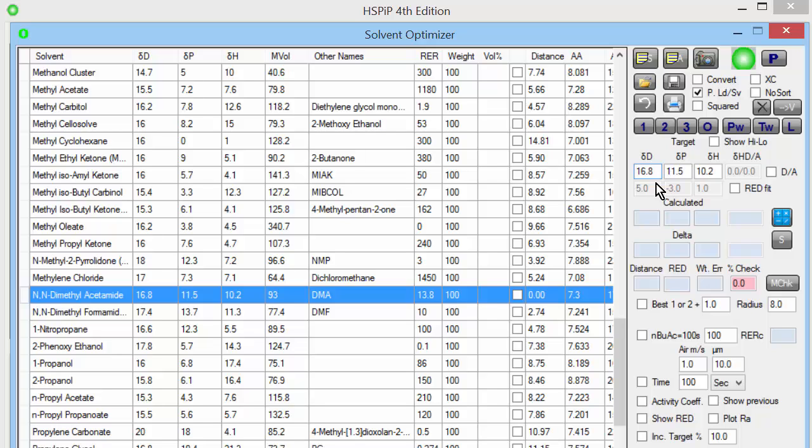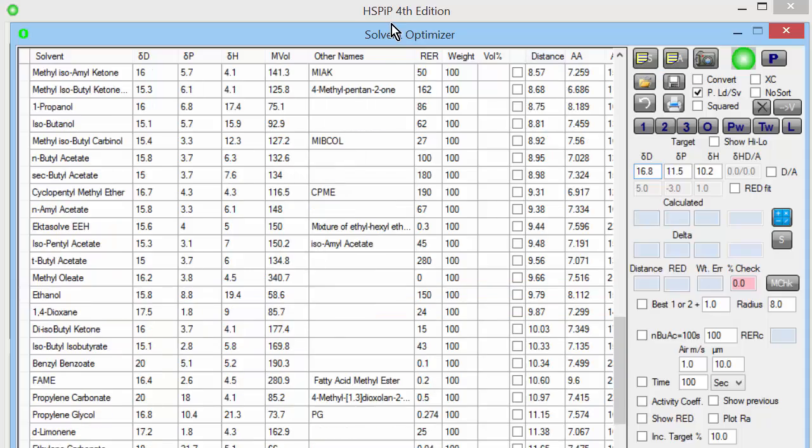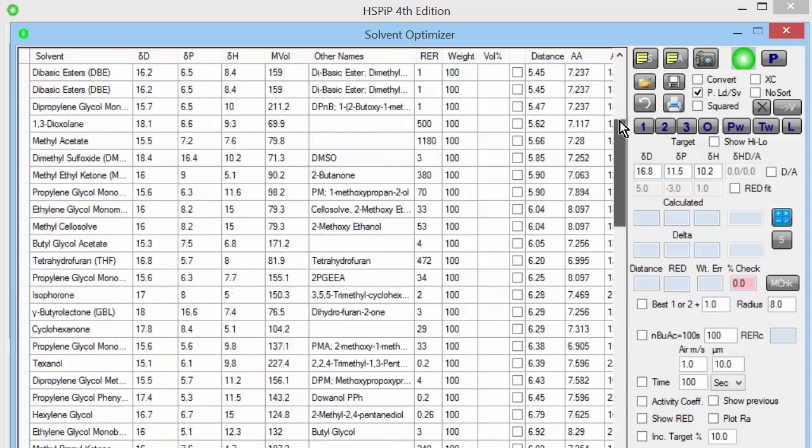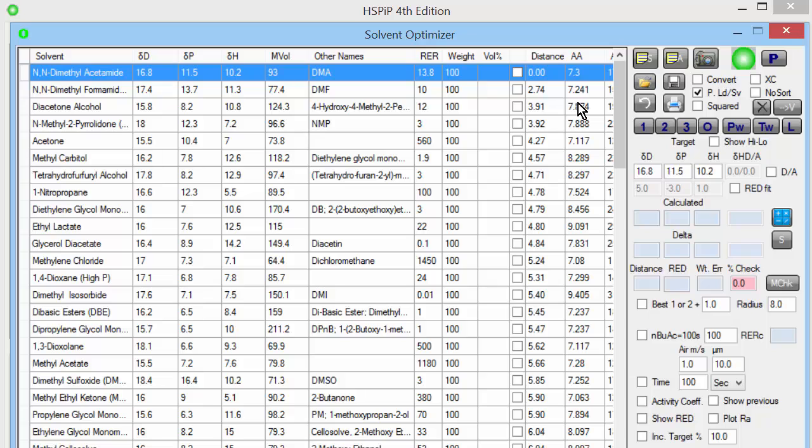So we now have a target solvent, and we want to know which of the solvents in this long list are closest to dimethylacetamide. Well, that's easy to do. We click on the distance button. As we discussed in a previous video, the distance is the sum of the squares of the difference between the dD, the dP and dH of the various solvents.